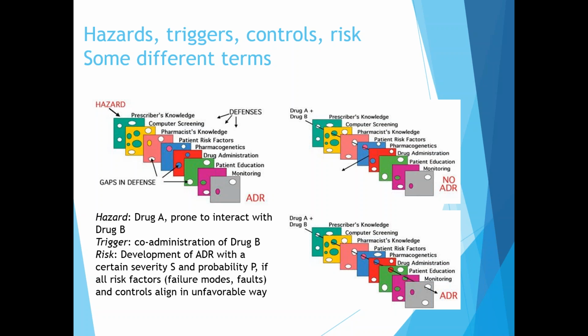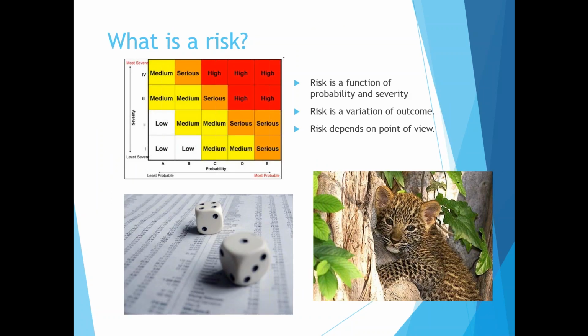As you can see here from this, it's called the Swiss cheese model, there's a certain probability of all these holes in the different barriers aligning in an unfavorable way. However, it's not happening all the time. So we have a certain probability of events happening. Keep that in mind. Risk is a function of probability and severity. Risk is also a variation around an outcome.